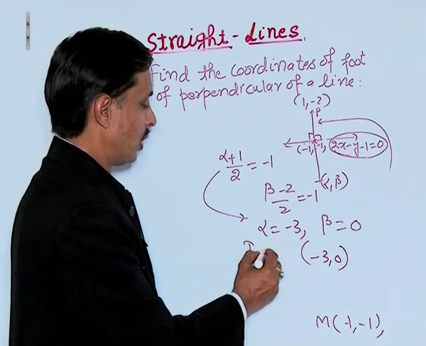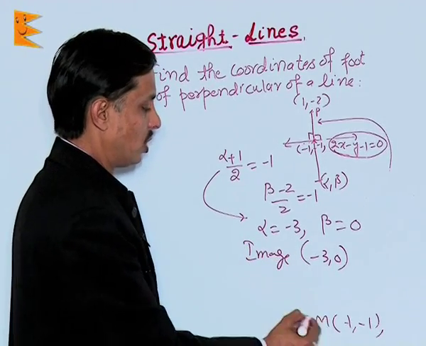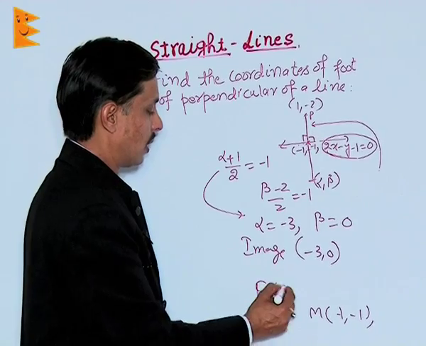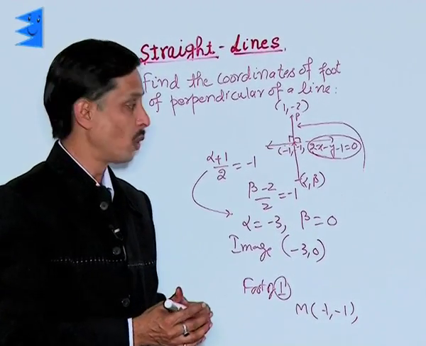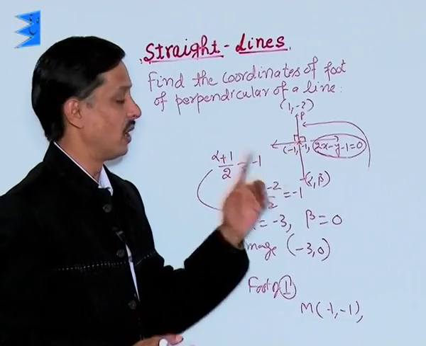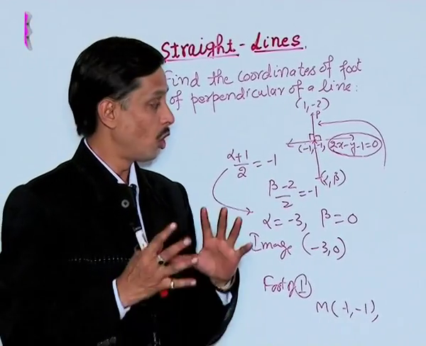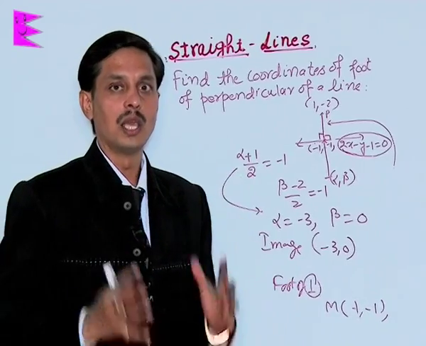So the image of this point under this line is (minus 3, 0). These are the coordinates of the image and these are the coordinates of the foot of the perpendicular. So this is the approach of finding the foot of the perpendicular and the image of the point under the given line.